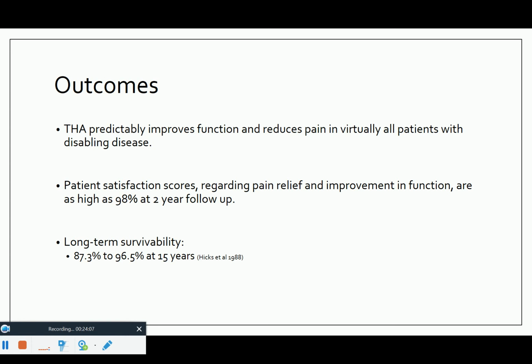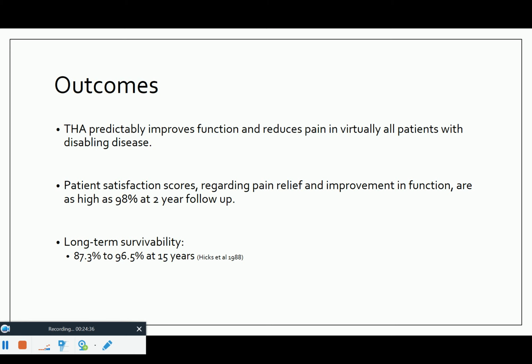So outcomes after a total hip. Total hip arthroplasty predictably improves function and reduces pain in virtually all patients with disabling disease, which is a very good thing. Patient satisfaction scores regarding pain relief and improvement in function are as high as 98% at 2-year follow-up. So that's a really cool stat. It also just shows you how miserable they may have been prior to their surgery, where at 2-year follow-up they're still very, very happy.